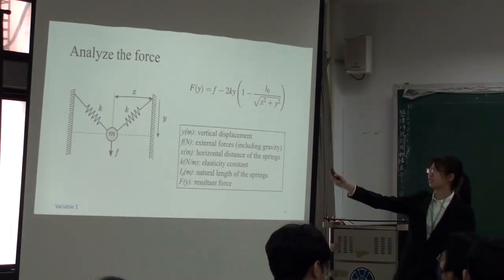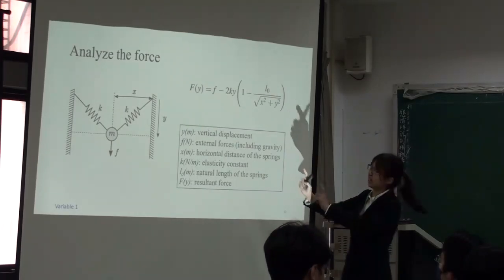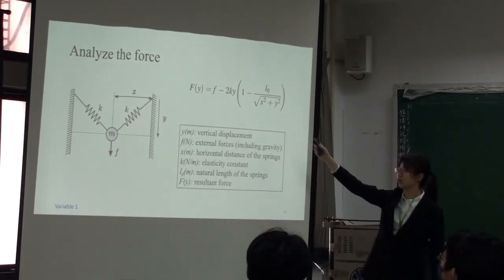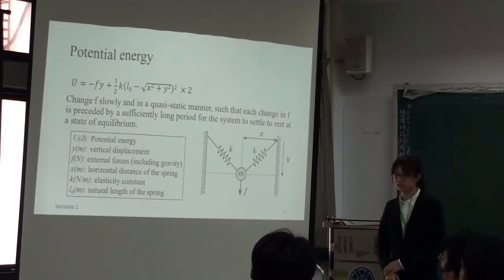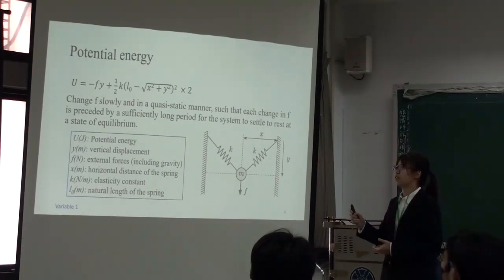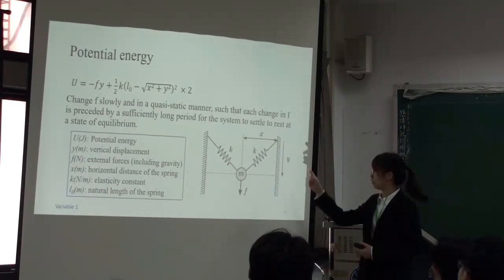So the resultant force equals the external force minus the elastic force. And so here, next is potential energy. So potential energy equals the negative work done by the external force plus the potential energy of the two springs.